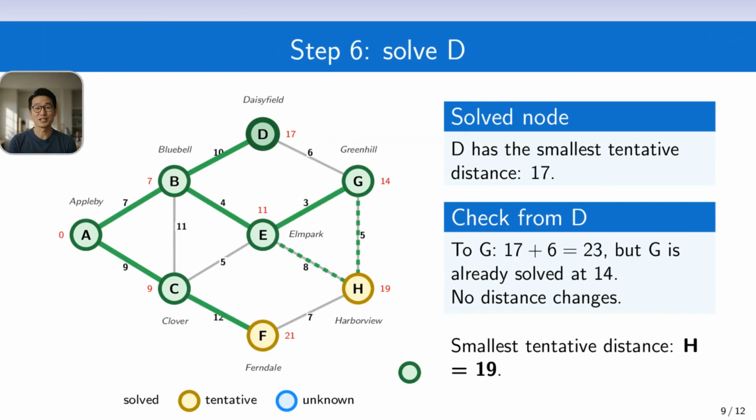Now we solve D with a distance of 17. Checking from D to G, we see no improvement, since G is already 14. We now look for the next smallest, which is H at 19.